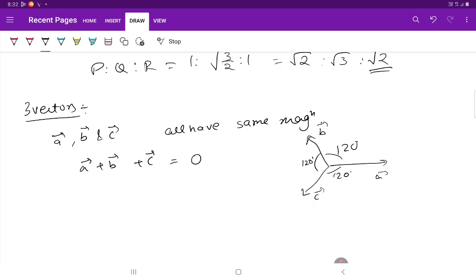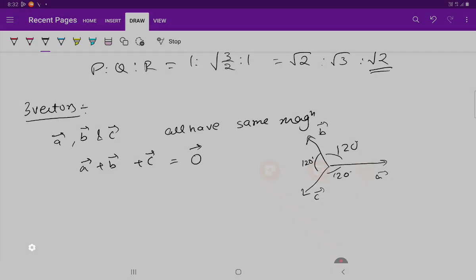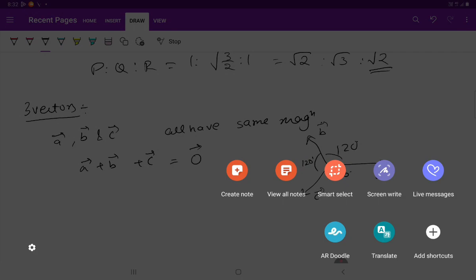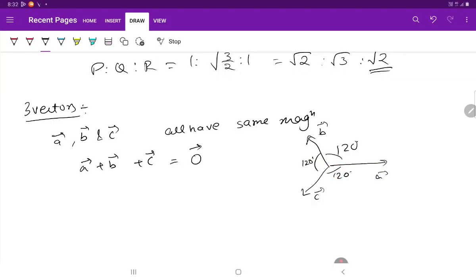So what is a null vector? When the resultant of all the vectors comes out to be 0, then we define it to be a null vector or a 0 vector. We generally write it as 0 because the 0 vector does not imply any direction. That is why we write it simply as 0.